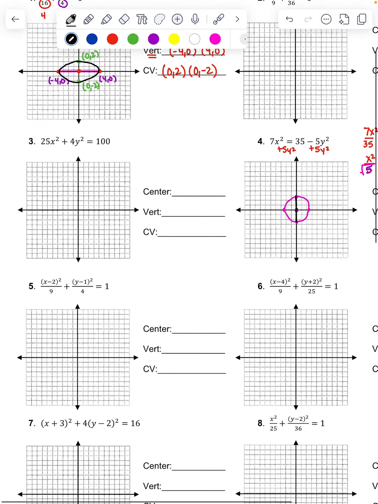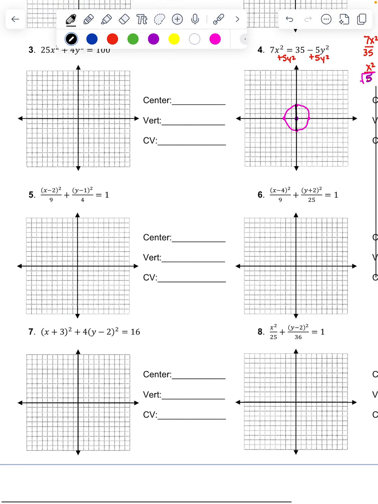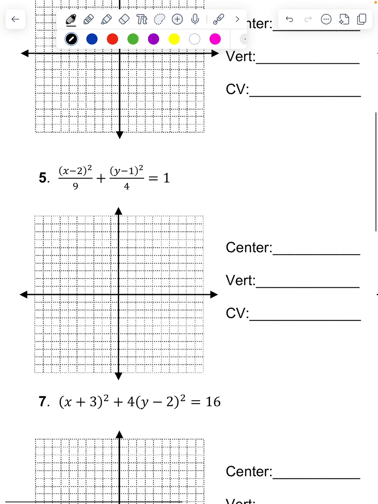The last one I wanted to do with you before you worked on these is number 5. So we take a look at number 5. The first thing we have to do is identify our center. Because we have a negative 2 here, we know that our center is a positive 2. And we have a minus 1, so we know our center is a positive 1. So our center is over 2, up 1.